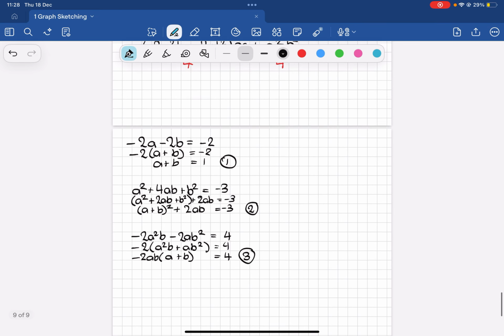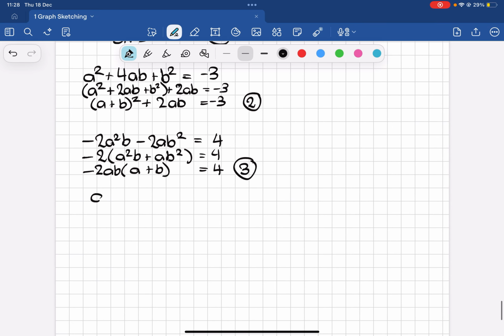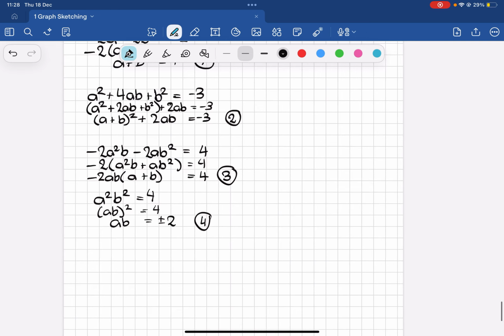And then our last one is just a squared b squared equals 4, meaning (ab) all squared is equal to 4. So ab equals plus or minus 2. We need to figure out whether it's plus or minus 2.